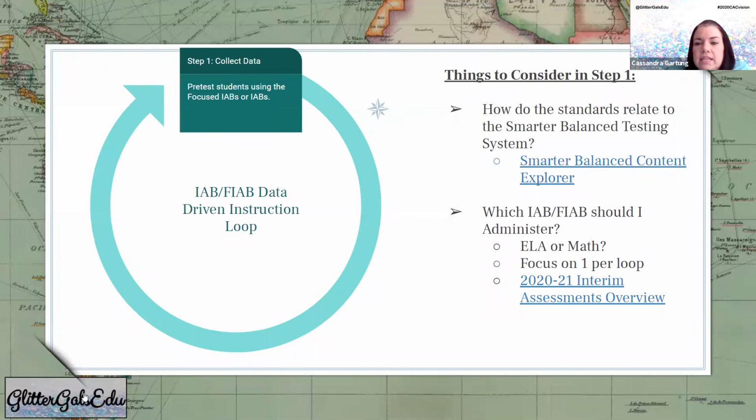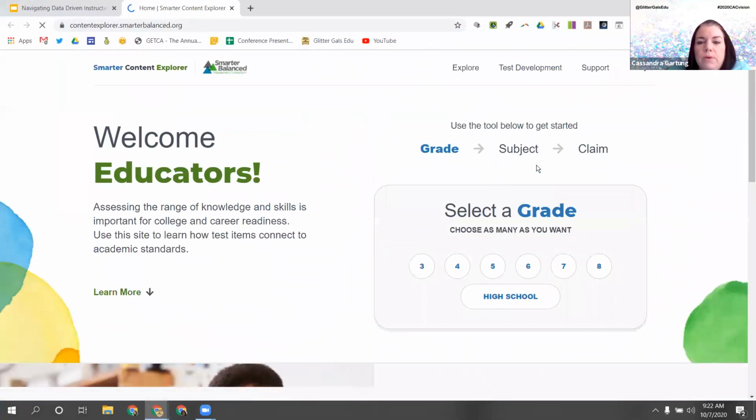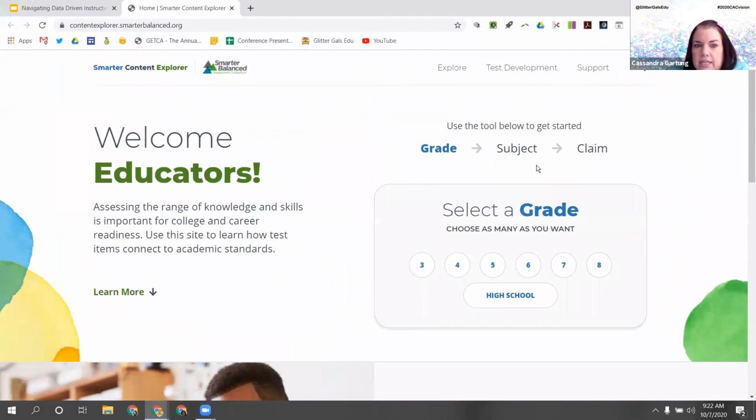Now, things to consider. How do your standards relate to the Smarter Balanced testing system? How do the standards you're teaching in the classroom relate to this? One great resource you can use is the Smarter Balanced Content Explorer. I'm going to click on this link. It's a live link here. It will help you see how those are connected. If you have not seen this tool before, I highly recommend it. It's amazing, and it shows how our California Common Core standards connect to the Smarter Balanced system.